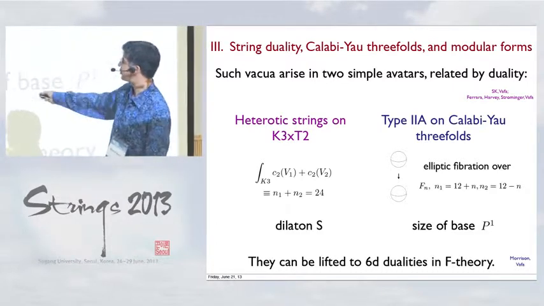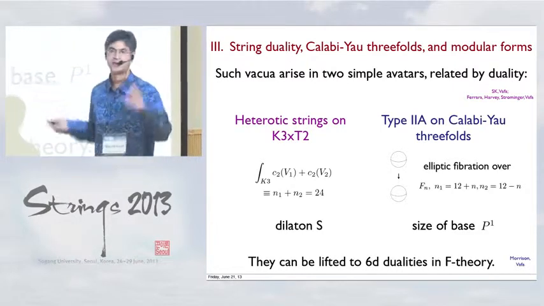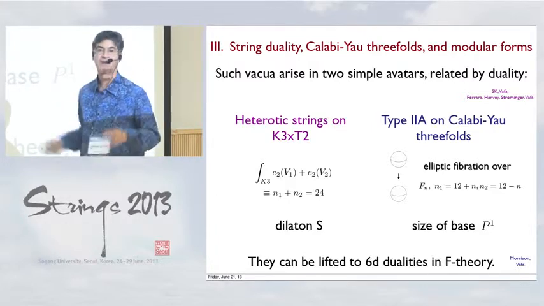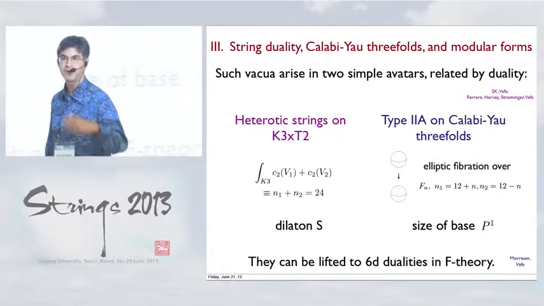And the counting is such that you have to distribute 24 instantons in the 2 E8s. Anti-instantons are not allowed because they would break supersymmetry. So that gives some set of models.